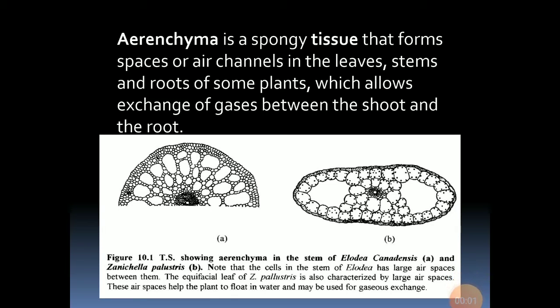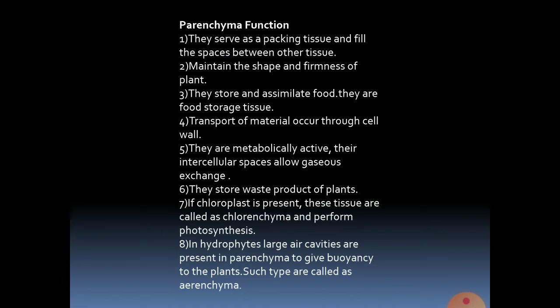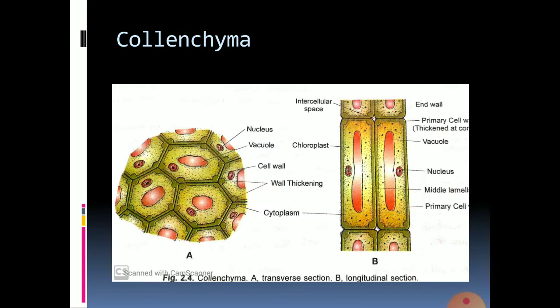Now we can say that this aerenchyma is a type of parenchyma, and aerenchyma is a spongy tissue that forms spaces or air channels in the leaves, stems and roots of some plants, which allow exchange of gases between the shoot and root. Here you can see the transverse section of a leaf of an aquatic plant in this diagram.